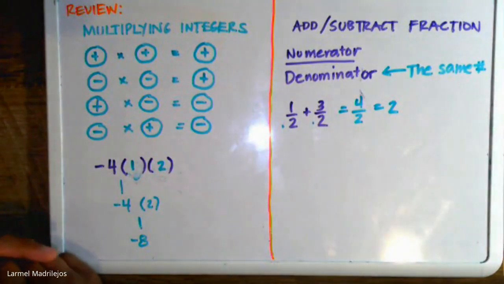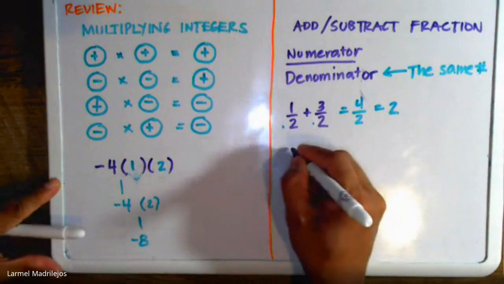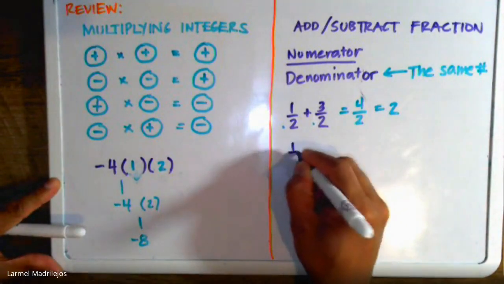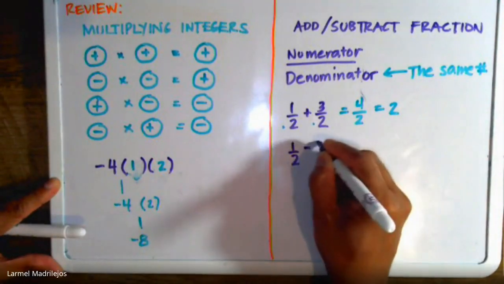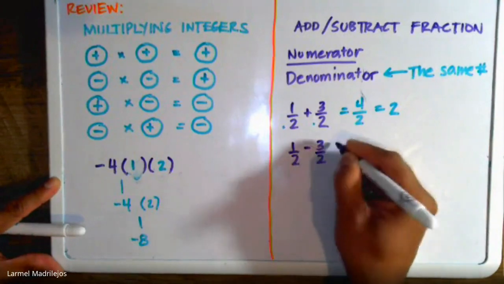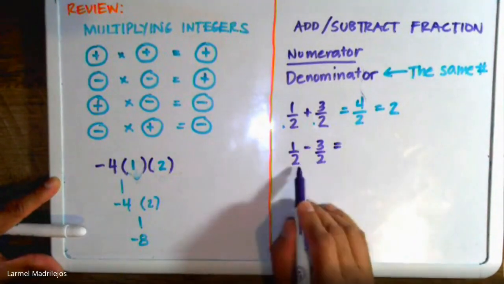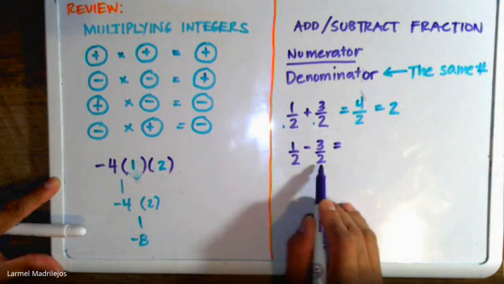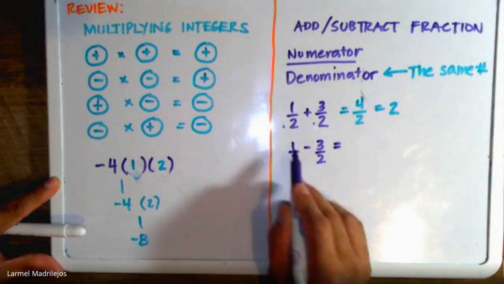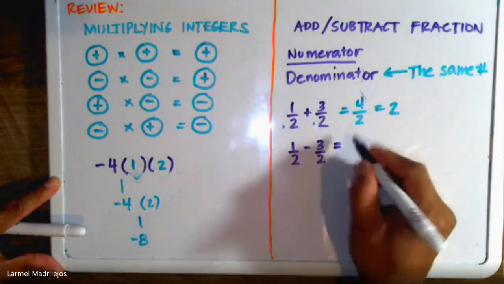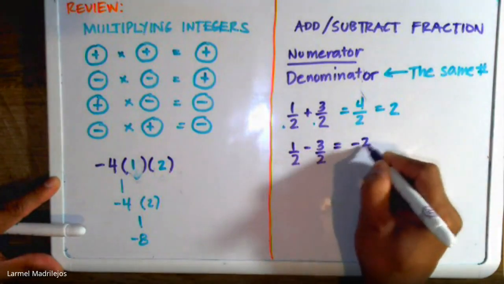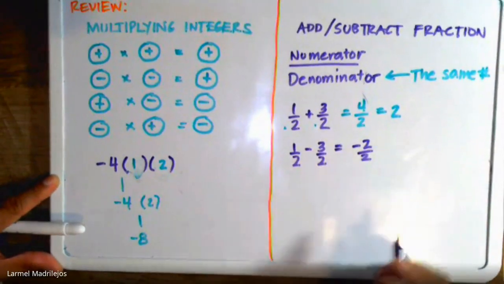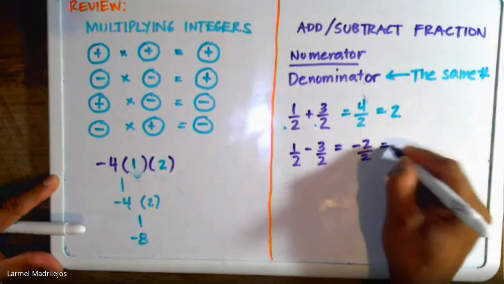Let's do it backwards. The example is 1/2 minus 3/2. They're still the same. Both denominators are 2. So 1 minus 3 is negative 2 over 2. Simplified, negative 1.